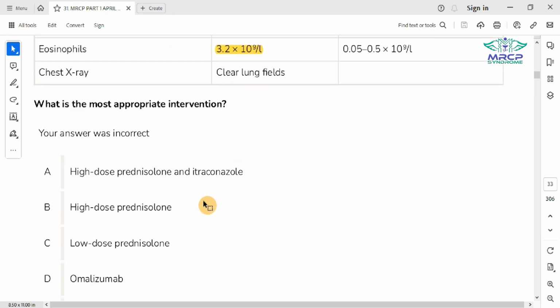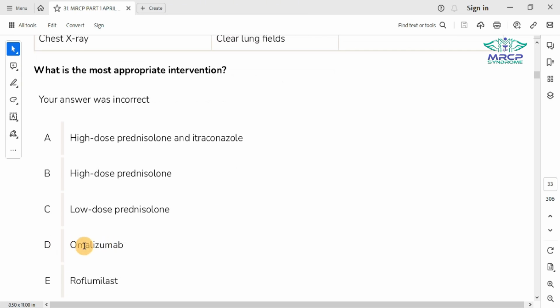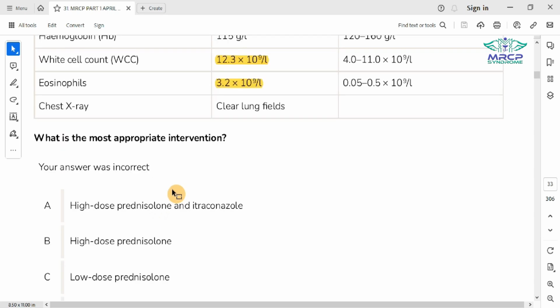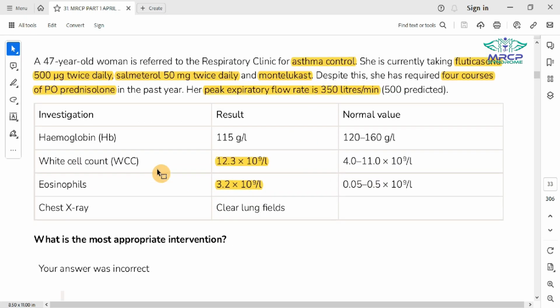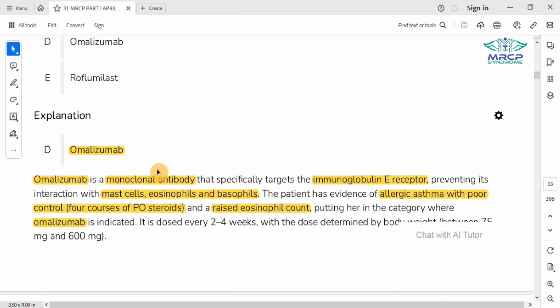So this question is actually confusing. Here it should be the mepolizumab. By mistake, they have given the omalizumab. So actually, the most appropriate intervention in this patient would be the mepolizumab.